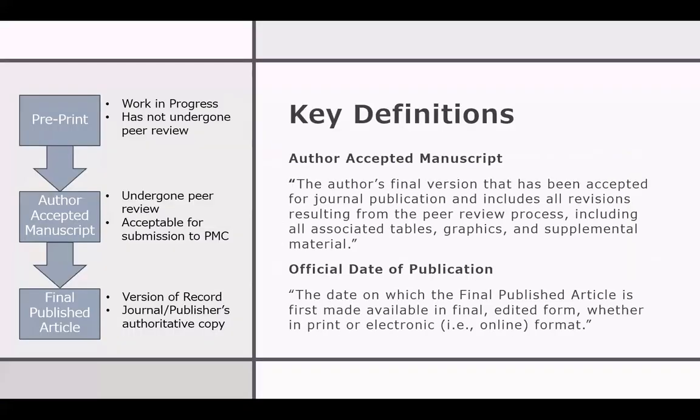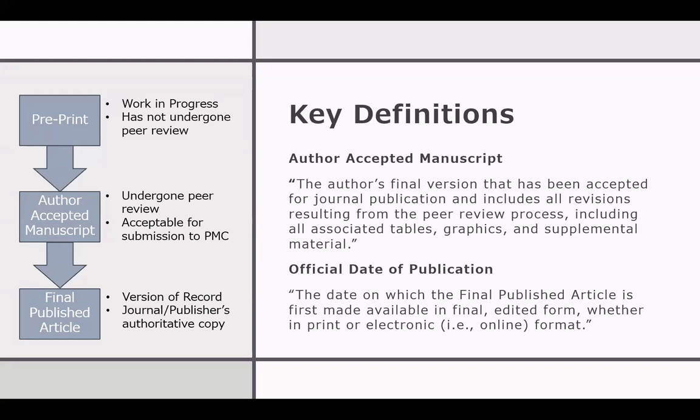So here are some key definitions provided from the NIH, specifically what is an author-accepted manuscript, which is the author's final version that has been accepted for journal publication and includes all revisions resulting from the peer review process, including all associated tables, graphics, and supplemental material. And then the definition for the official date of publication, which is the date on which the final published article is first made available in its final edited form, whether in print or electronic, i.e. online format.